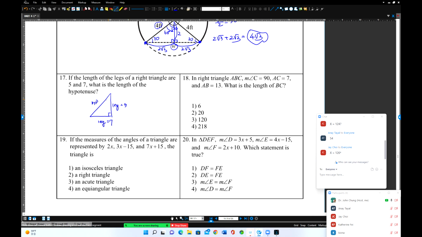Hypotenuse squared equals the square root of 5 squared plus 7 squared. That's the Pythagorean theorem, okay? That equals 5 squared is 25, 7 squared is 49, total equals how much? 64? No, 74, right? That's all. That's the simplest one.